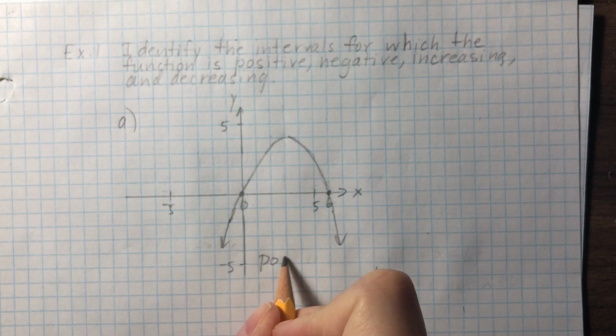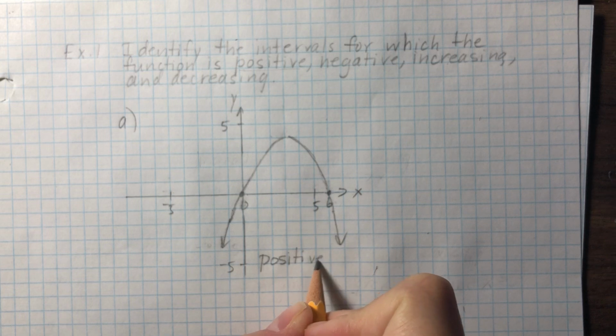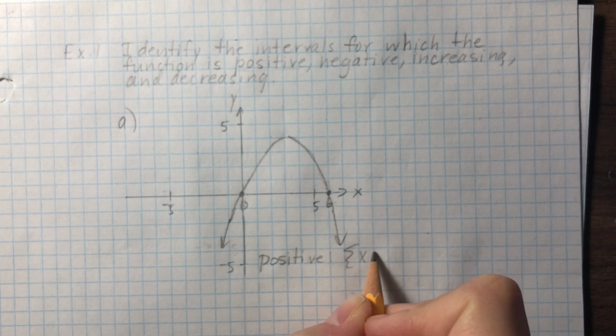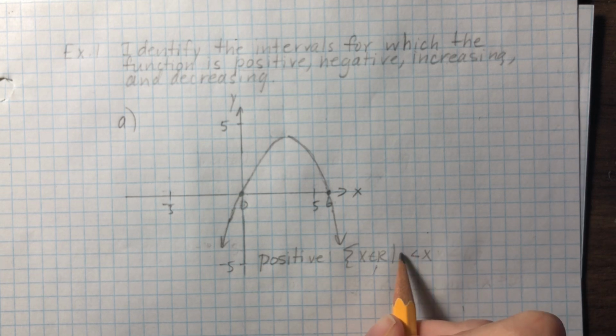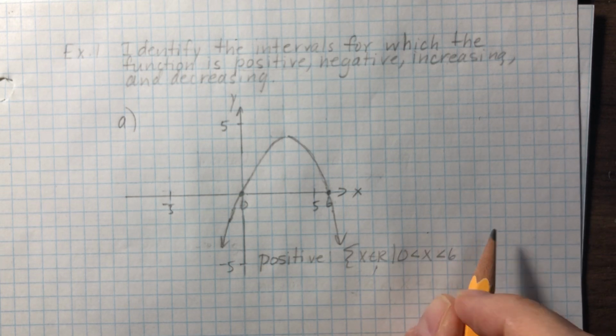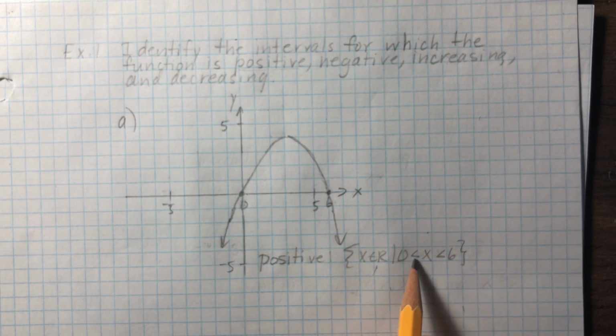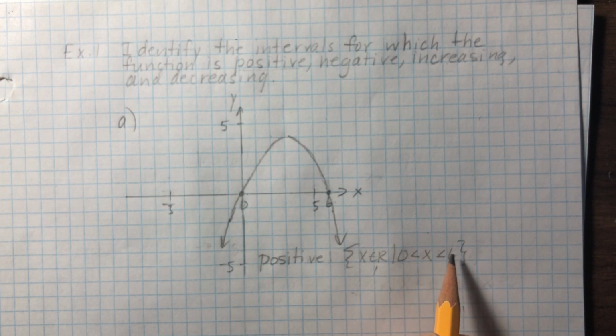So I can write that for the positive interval, x belongs to the real number set such that x has to be greater than 0 but less than 6. And notice that I'm not writing equal to 0 or equal to 6, because when x is equal to 0 or x is equal to 6, the y-coordinate will be 0. That's neither a positive number nor a negative number, so we have to leave out the equal signs.